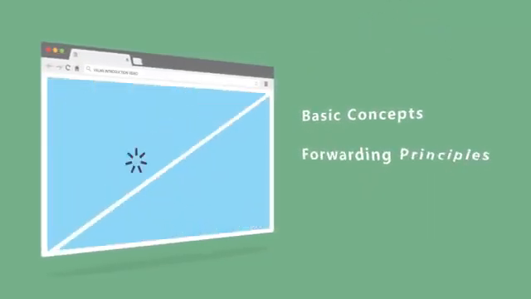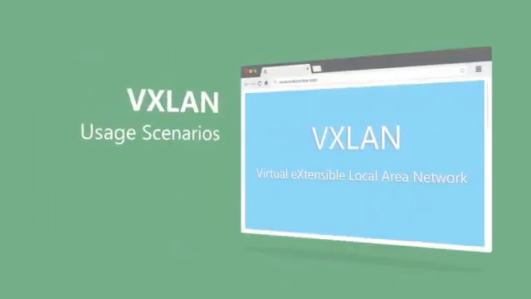In the last episode, we covered the basic concepts and forwarding principles of VXLAN. Today, we'll continue by looking at some VXLAN usage scenarios.